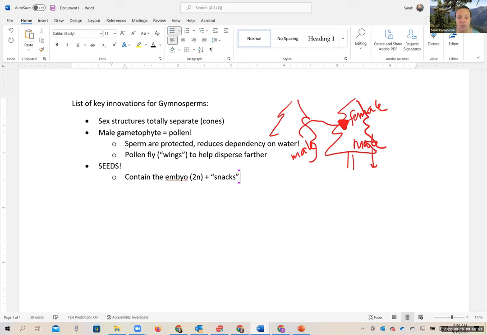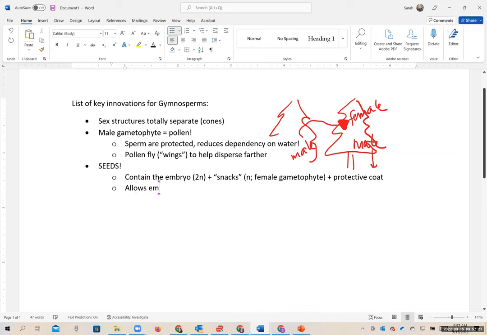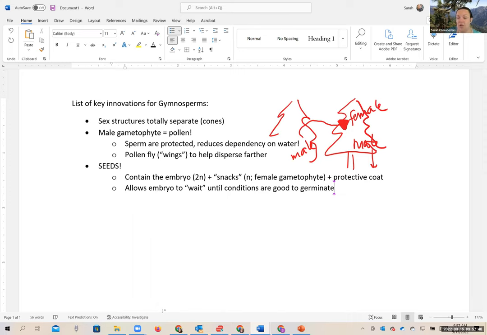Right? Plus our nutritive tissue. It'd be good if I could spell embryo. Let's try that again. Right? So why is that useful? It lets them go when it's necessary or when the environment is right. Right. So the embryo can wait. It can just chillax and stay in its cozy little container with its snacks.